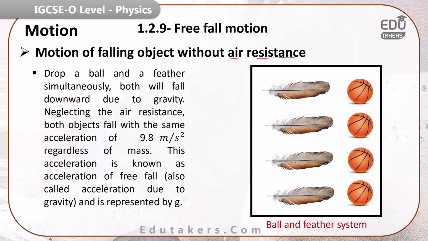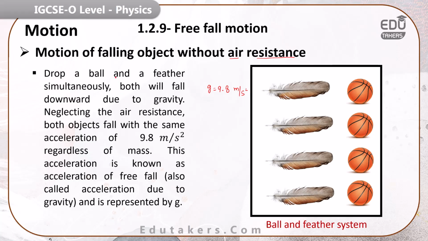So if you ignore the air resistance, both of these, ball and feather, move towards the earth with the acceleration which is the gravitational acceleration g. Its value is 9.8 meter per second square. So all the objects move towards the earth with the same acceleration. This acceleration is basically known as acceleration of free fall or acceleration due to gravity.